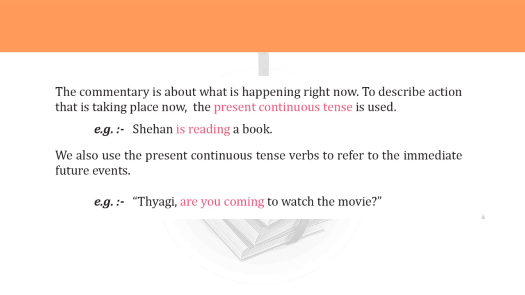We also use the present continuous tense verbs to refer to the immediate future event. அதாவது இப்ப நடந்து கொண்டிருக்கிற விஷயத்தோட சேர்த்து உடனடியாக நடக்க போற விஷயத்தை நாங்க present continuous tense யூஸ் பண்ணி சொல்லலாம். Tyagi, are you coming to watch the movie? நீங்க மூவியை பார்க்க வாரீங்களா? அது இமிடியேட்டா நடக்க போற விஷயத்துக்காக கேக்குறாரு. So we can also use present continuous tense verbs to refer to the immediate future events.